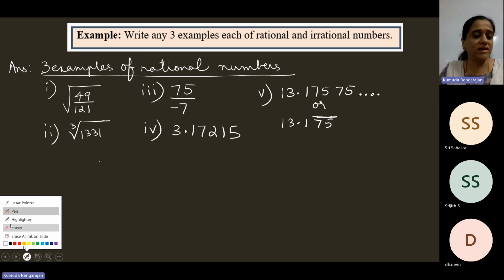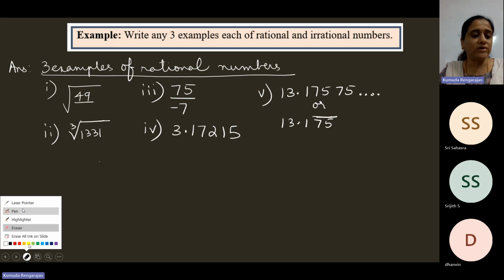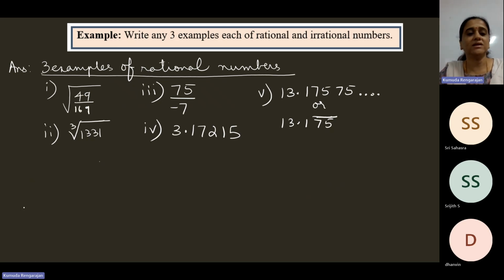Because this also is 11, I'll just change this one. I'll change this to 169. What's the square root of 169? 13. Okay, so 7 by 13. Because here also it's 11. I just changed that. Take down.